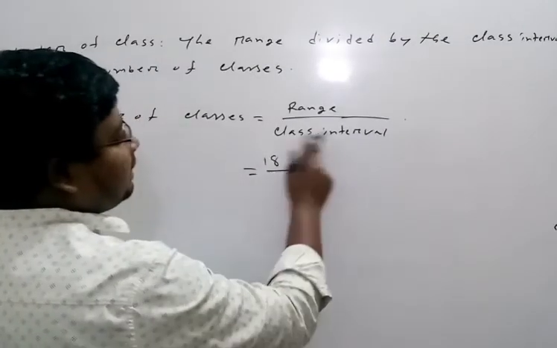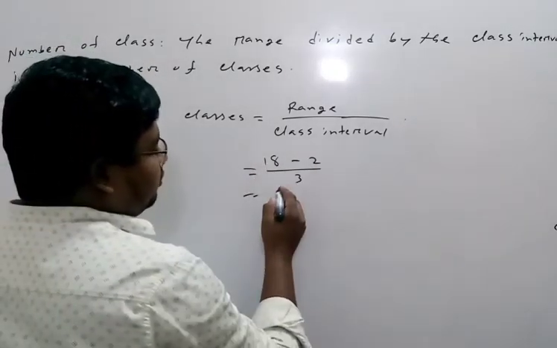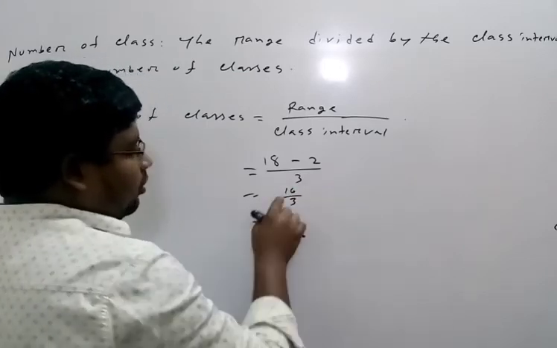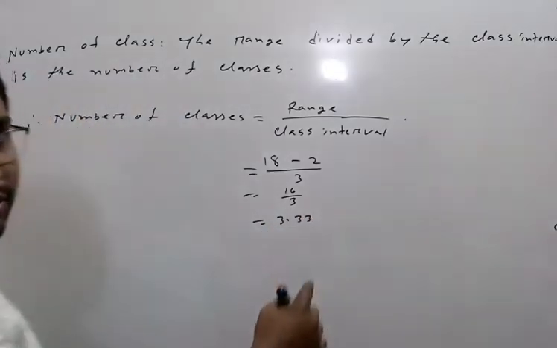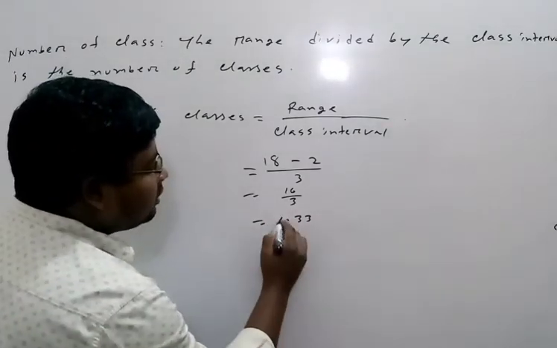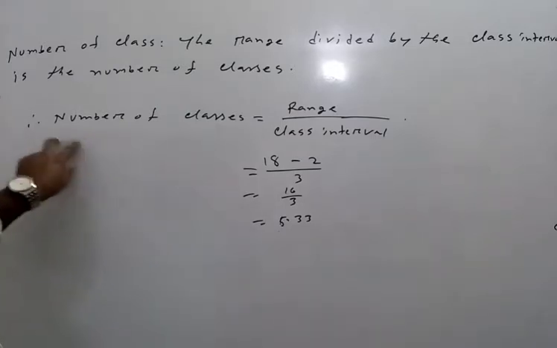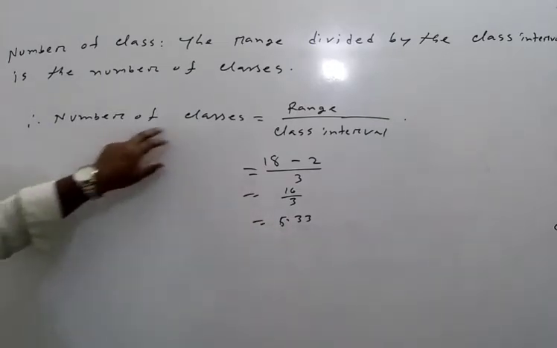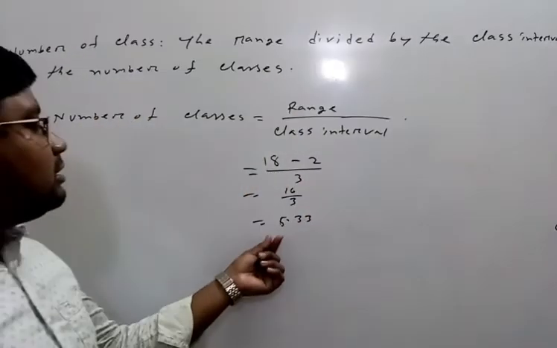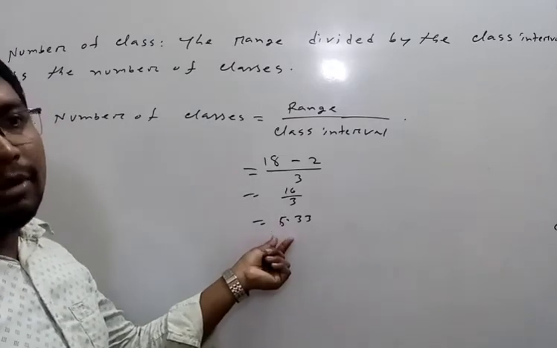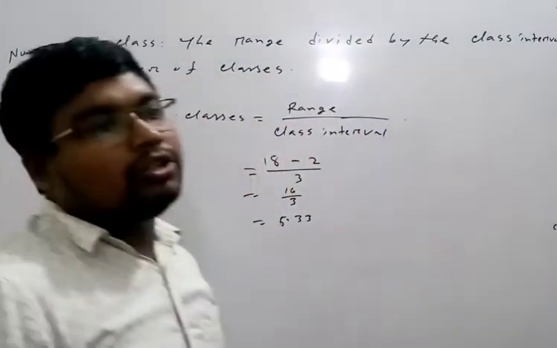And you just divide by the class interval. Suppose the class interval is 3. So 18 minus 2, that is 16, divided by 3. That is 5.33. So you have to make at least 5 classes. Number of classes is 5. So when you draw this frequency distribution table, you must draw 5 classes. After some time we will show you. Understood, my dear students? Or next class we will show it.